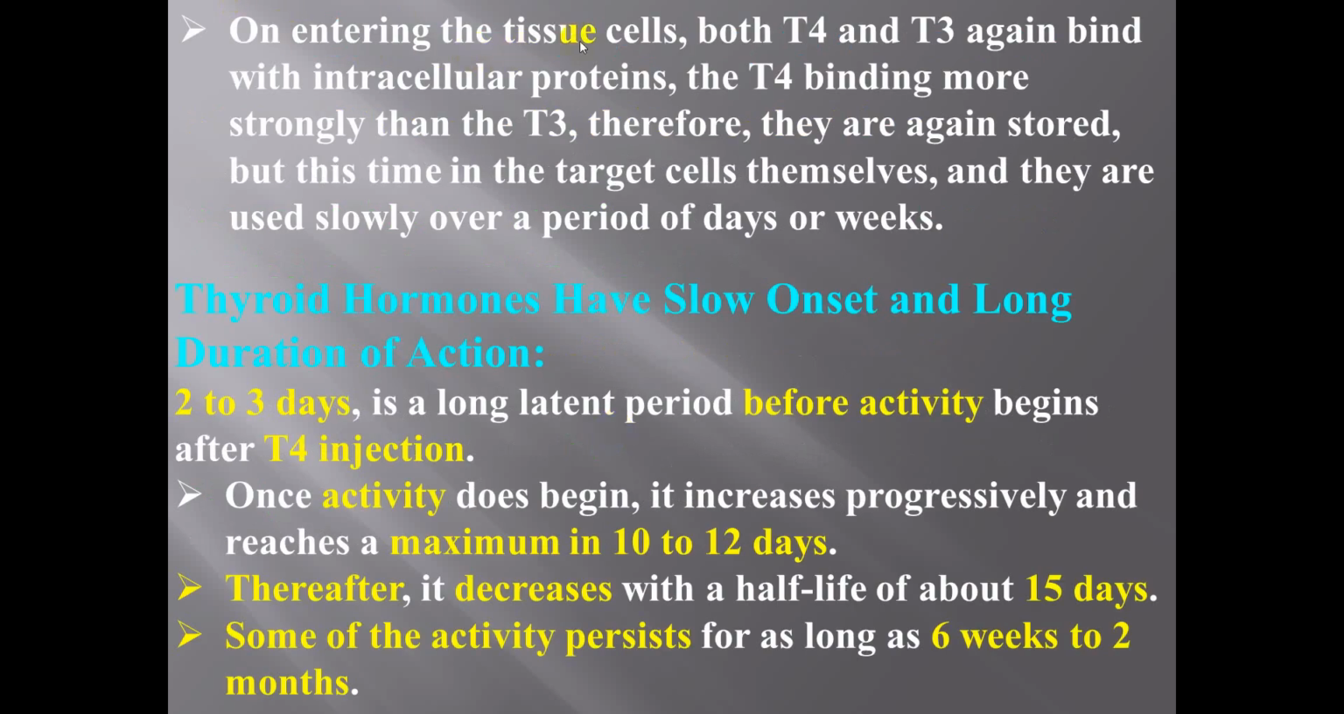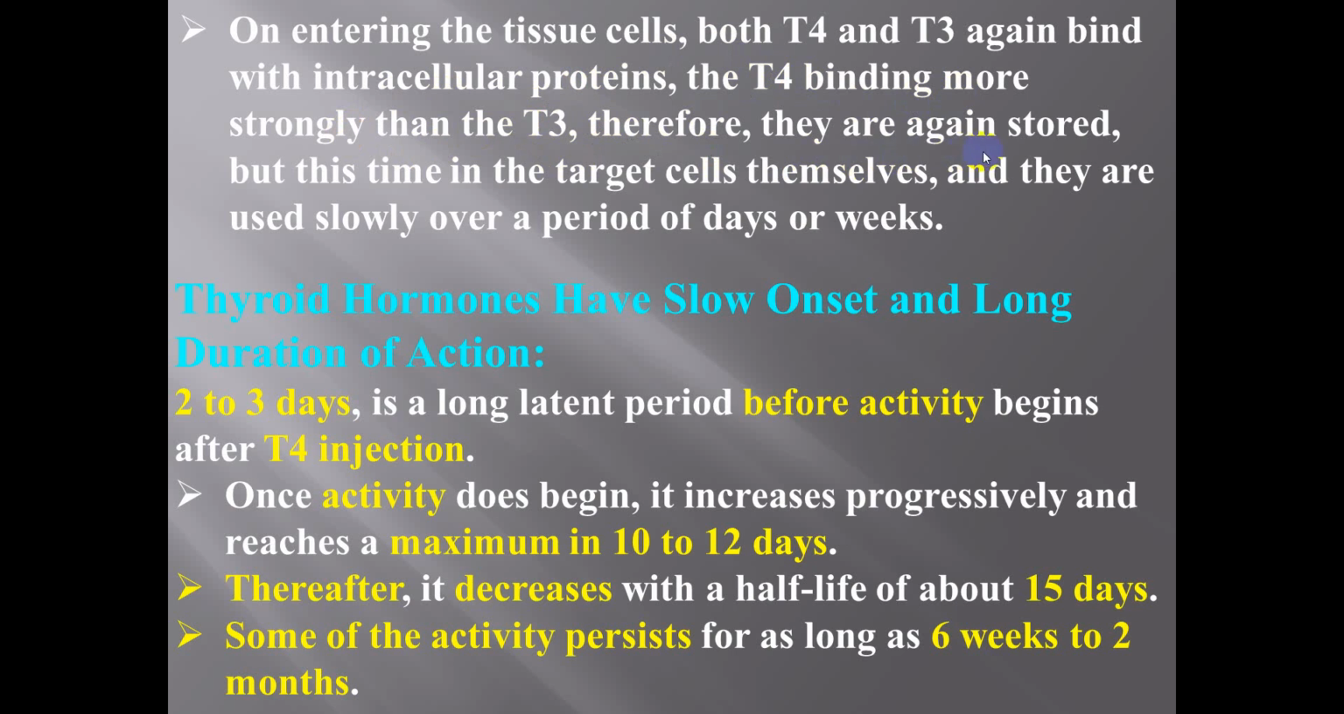On entering the tissue cells, both hormones again bind with intracellular proteins، راح يرتبطون ببروتين آخر. لا تلاحظون دائما يكون bounding، نادرا ما نلقى الثايرويد هرمونز بشكل الفري. Mostly bounding inside the thyroid gland، bounding in the blood، bounding in the tissues. T4 binding more strongly than T3.